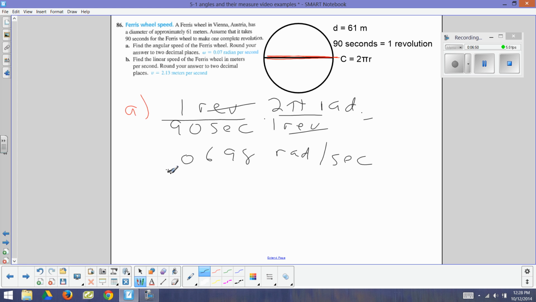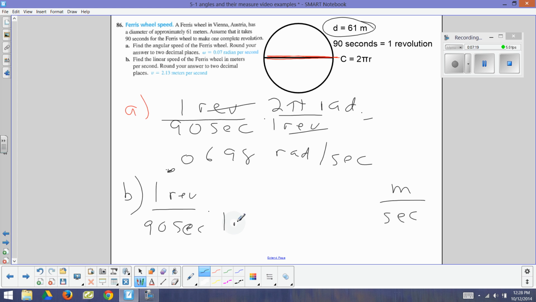B, I want the linear speed. So I want how many inches or meters or feet it goes per second. Since my diameter is in meters, I will end up with meters per second. So remember, that's what I want. And I know in one revolution, it takes 90 seconds.